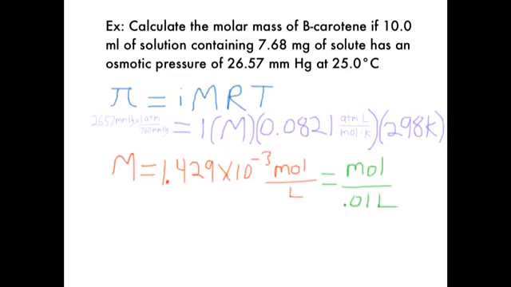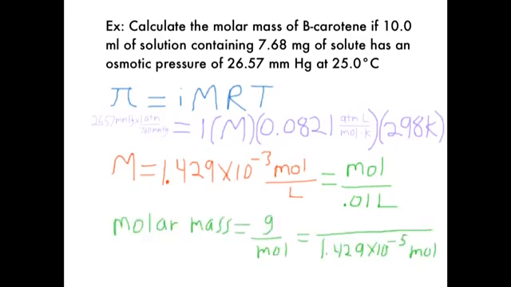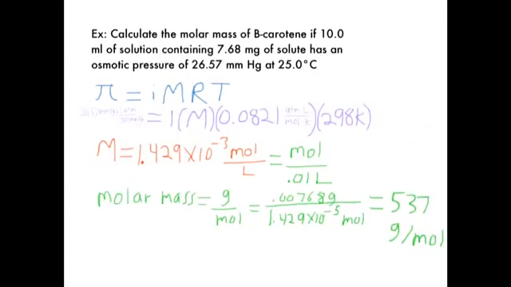As in the previous problems, I know the equation for molarity, so I know that the molarity is equal to moles over liters of solution, which is 0.01 liters. So if I multiply both sides by 0.01, I can find the moles of the solute. I can find that the moles of beta-carotene is 1.429 times 10 to the negative fifth moles. So then I know that molar mass is grams per mole, so I take my grams of the solute, which is 0.00768 grams, and I divide it by the moles I just found, which is 1.429 times 10 to the negative fifth moles, and I find out that the molar mass is 537 grams per mole.